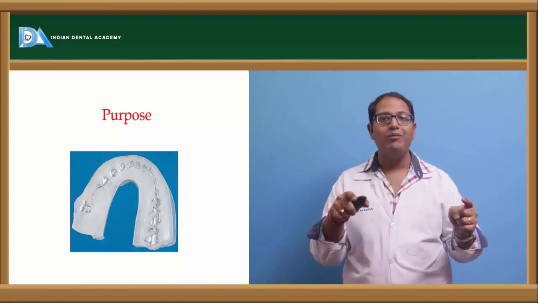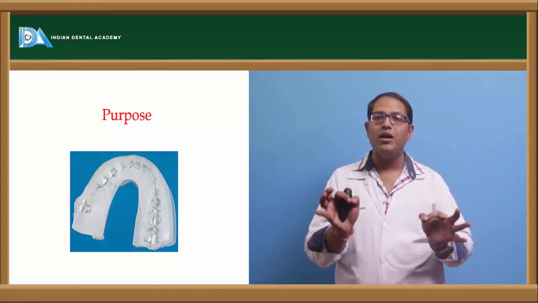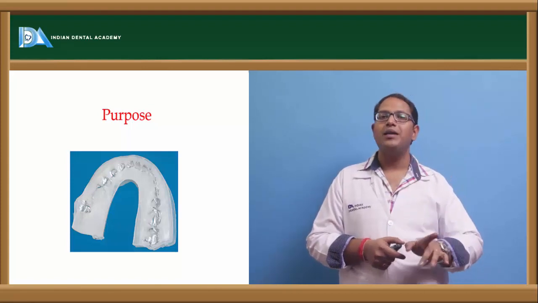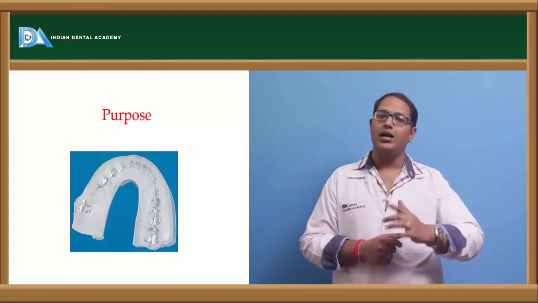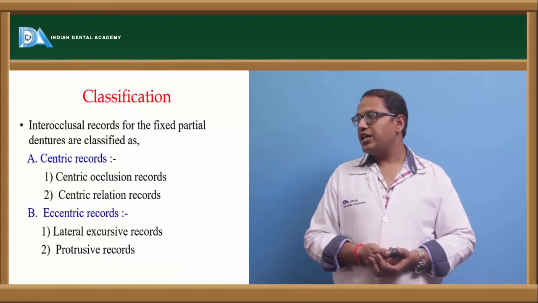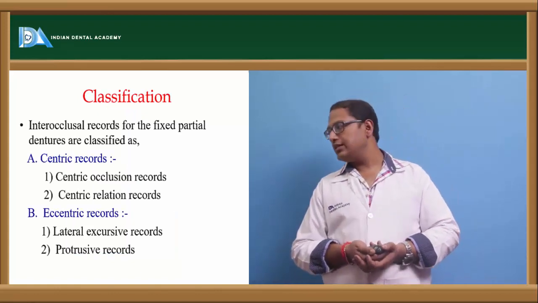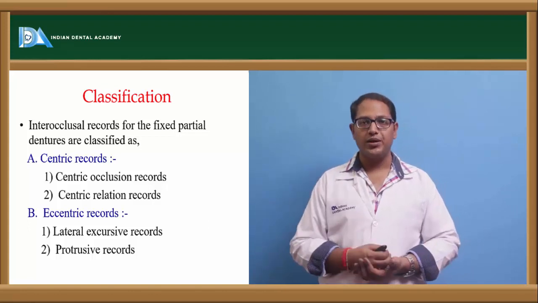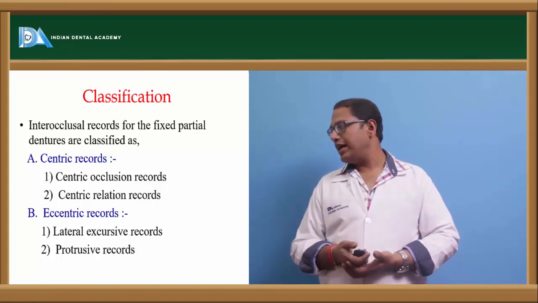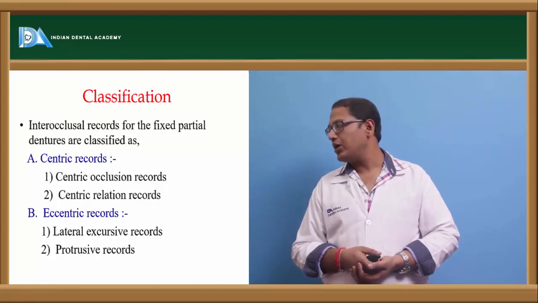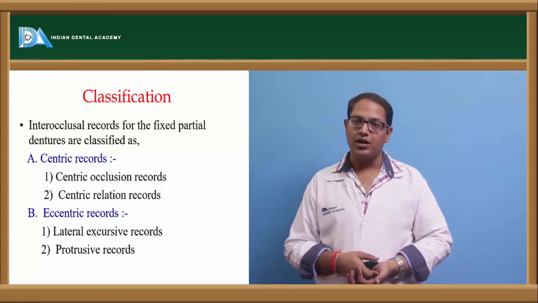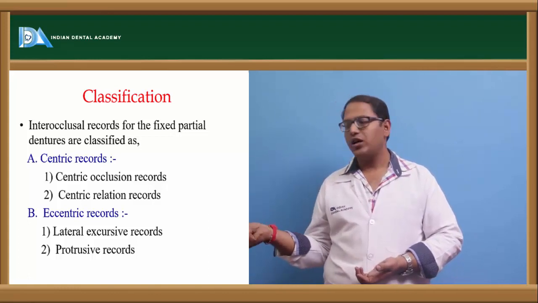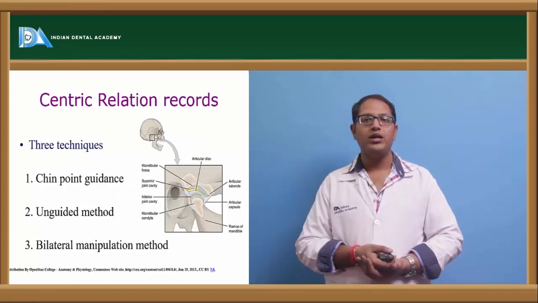So that establishment will require exact mounting based on the interocclusal record with the maxillary and mandibular cast on the articulator. Classification of interocclusal record material can be based on the different records that we take: centric records, eccentric records, and protrusive or lateral excursion records, which come under eccentric records. Centric records can be centric occlusion records or centric relation records. All of these are different. What are these and why are they used? Let's come to them one by one.